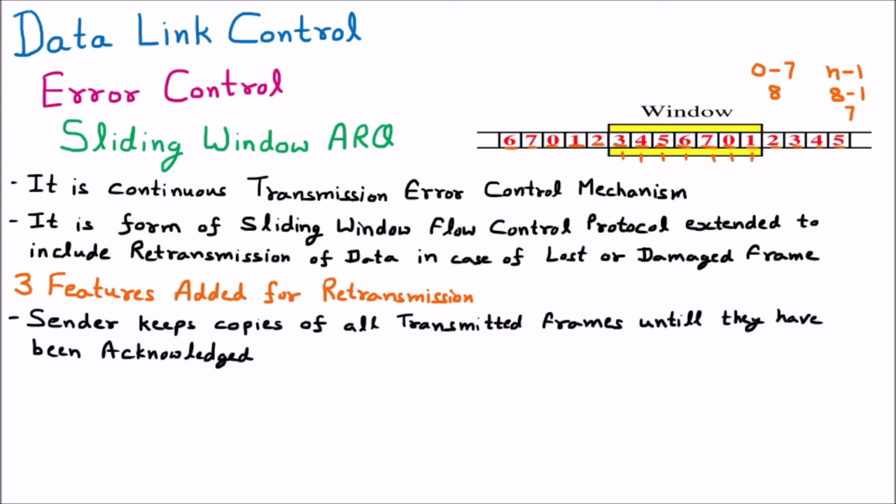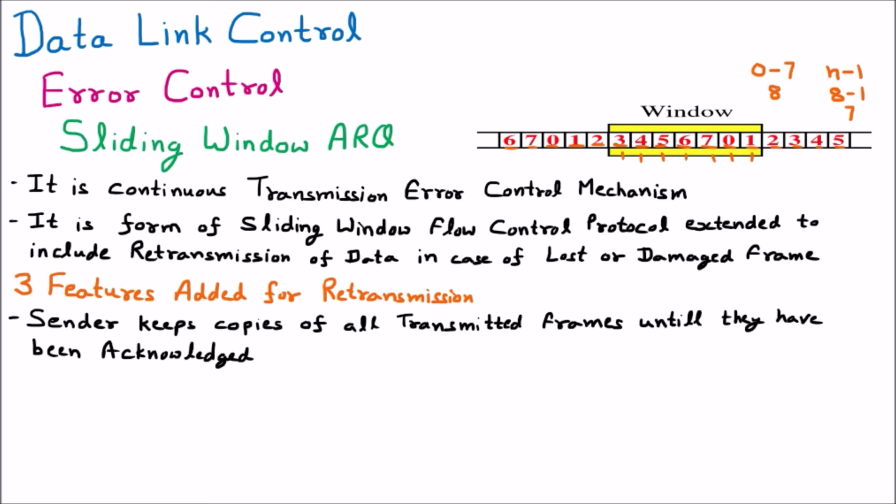So here in the sliding window ARQ, if I am the sender and you are the receiver, if I am sending you the packets, I will keep copies of all those packets with me so that if any error comes in between the communication, I can send those packets again to you. But if I get the acknowledgement of those packets, then that copy is not required. So until I get a positive acknowledgement from the receiver side that yes, I received all the packets, I will maintain the copy of those packets. So that is the first feature.